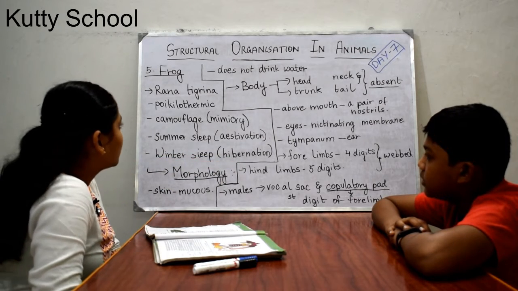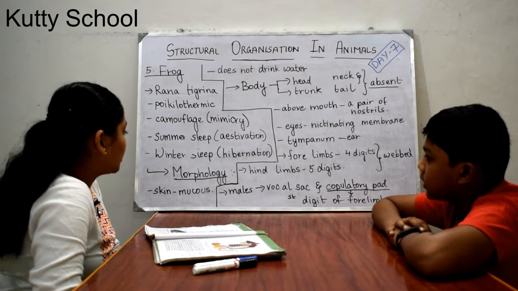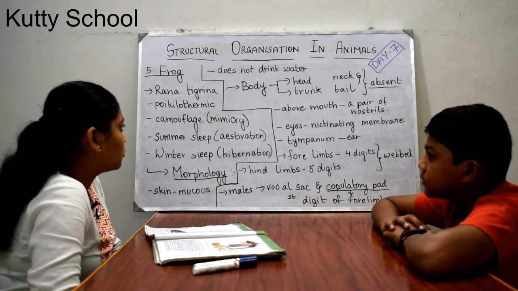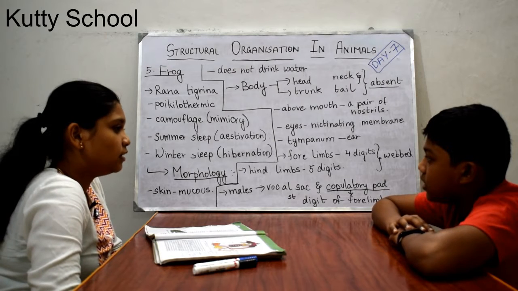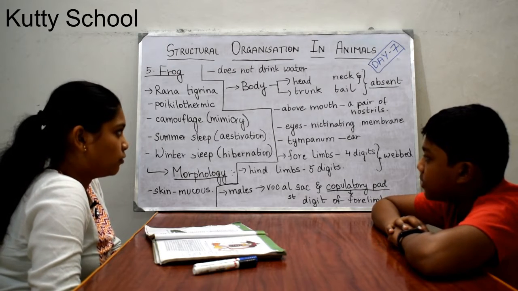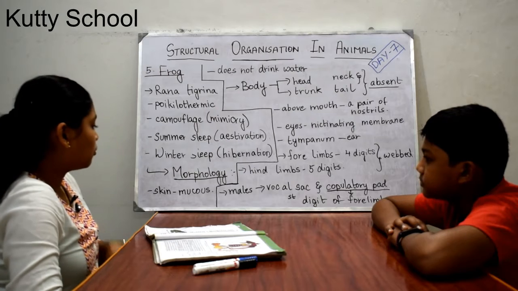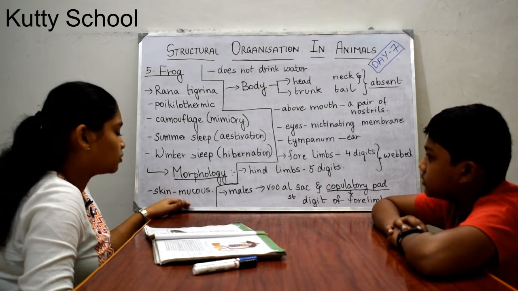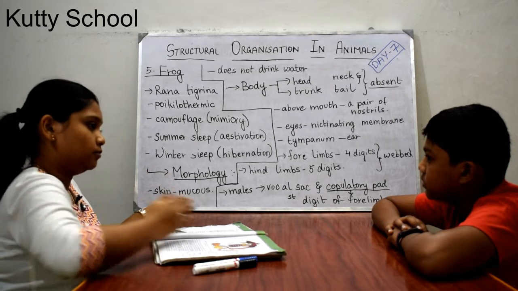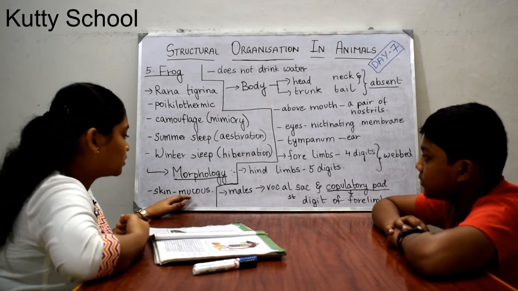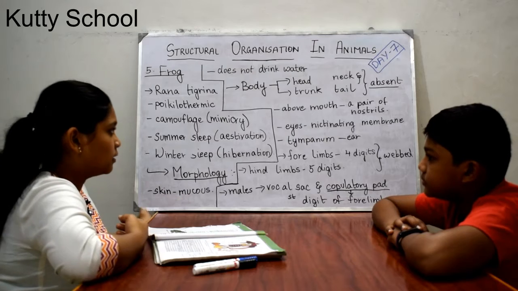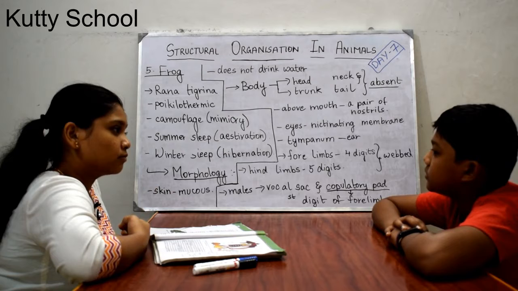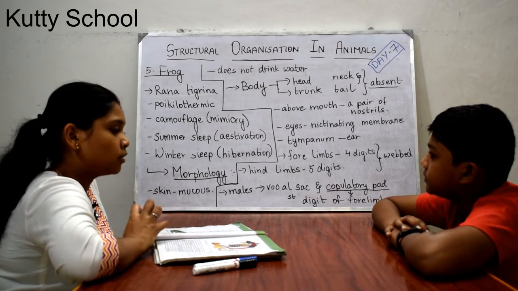So in frogs we are going to study two subdivisions: the morphology of frog and the anatomy of frog. First we will discuss the morphology of frog. The skin of these frogs is slippery, and it is covered by mucus. These frogs do not drink water. Instead, they absorb water through their skin.